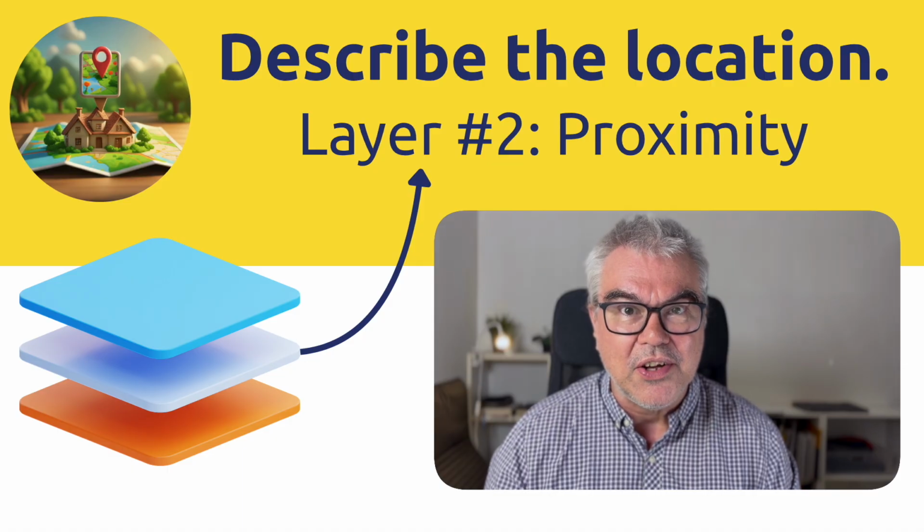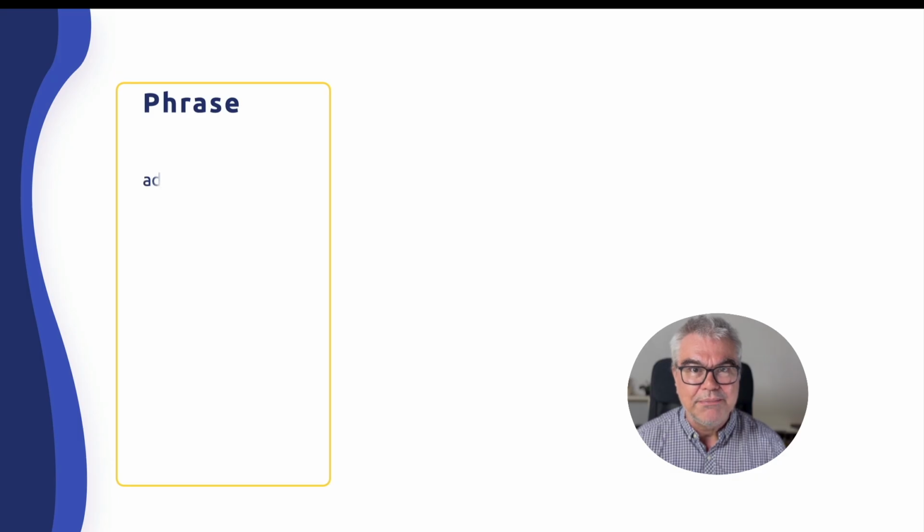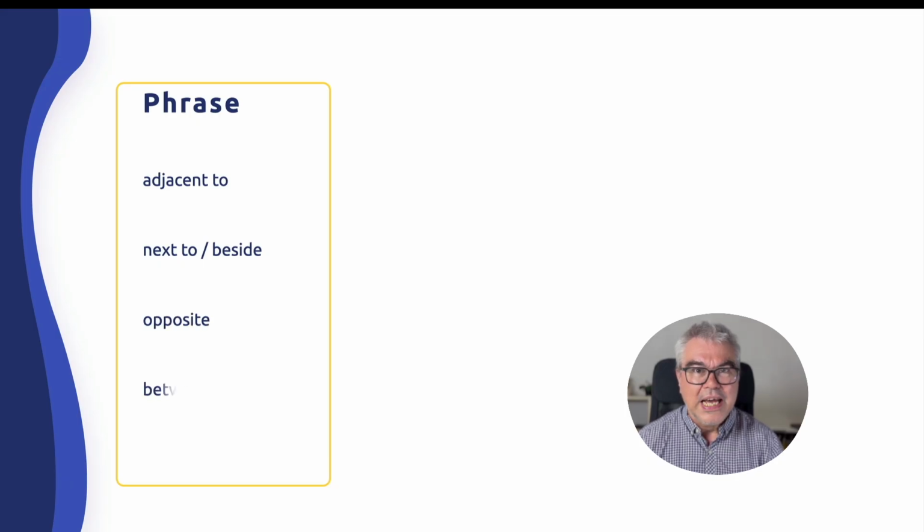Layer 2 then is proximity language for position. Here are some examples. Adjacent to, next to or beside, opposite, between A and B, surrounded by. And some example sentences. A hotel was constructed adjacent to the train station.